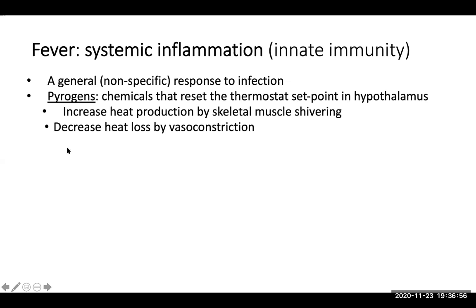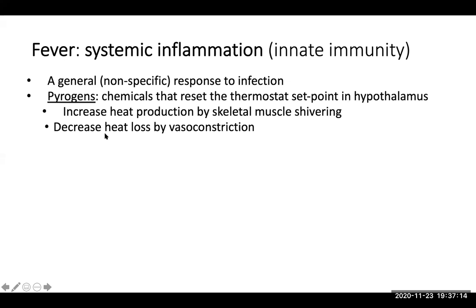I didn't include that in the slide because that's the breaking of a fever, and we're talking just about fever in general. So in addition to increasing skeletal movement to produce heat, you're also going to vasoconstrict all of your extremities to keep all the blood as close to your internal organs as possible.